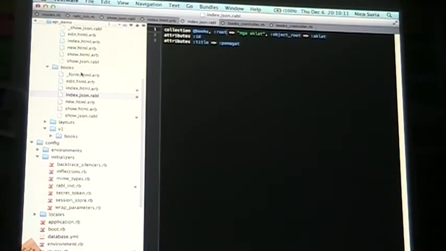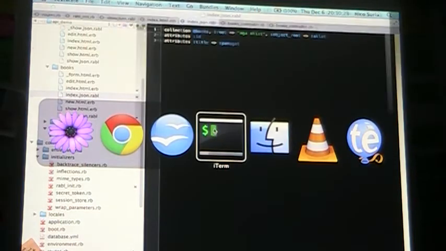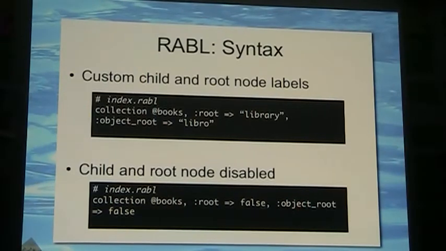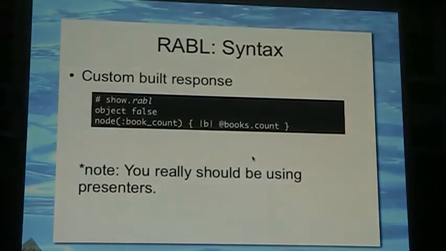The complaint we have internally in the team is that RABL syntax has some ambiguity, but if you keep it simple, you don't do anything fancy, it will serve your purpose. Basically inheritance and partials, you can also disable them. Yeah, they're just gonna go away. We're not gonna demo that. And you can do custom built response nodes.